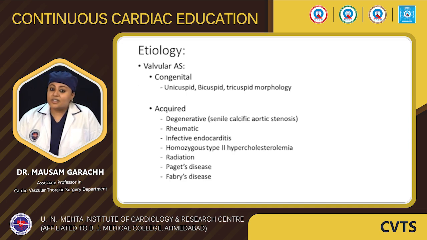Now, talking about valvular aortic stenosis, the etiology can be congenital, in which it can have a unicuspid, bicuspid, or tricuspid morphology, or acquired. In acquired, the common cause is degenerative, that is senile calcific aortic stenosis. It can be rheumatic, or because of infective endocarditis, homozygous type 2 hypercholesterolemia, radiation, Paget's disease, or Fabry's disease.